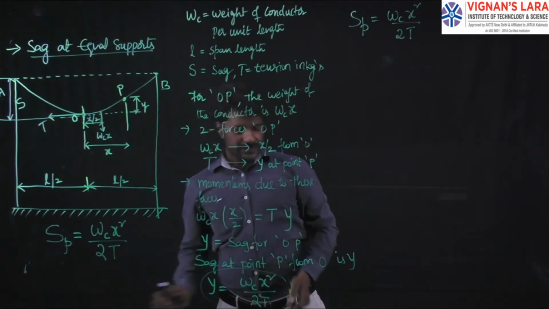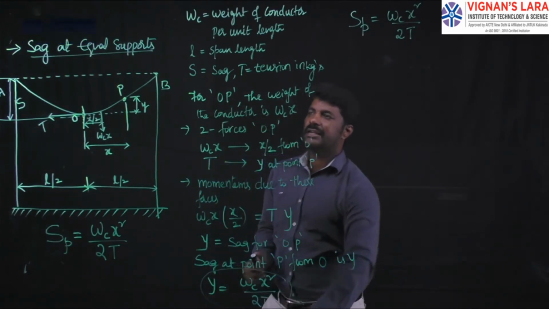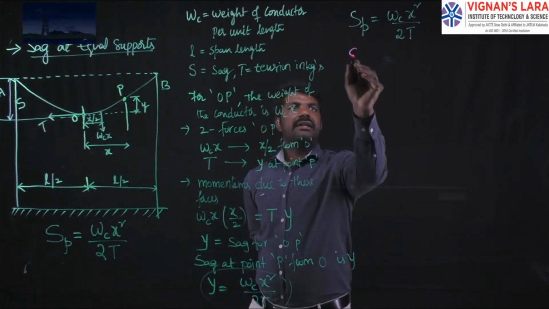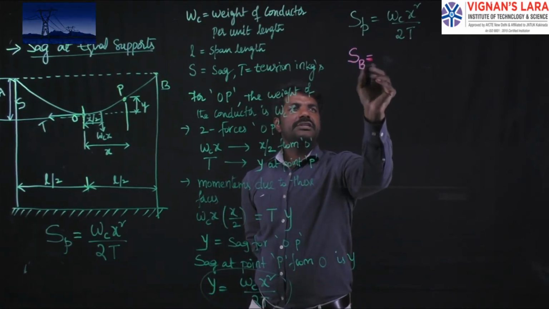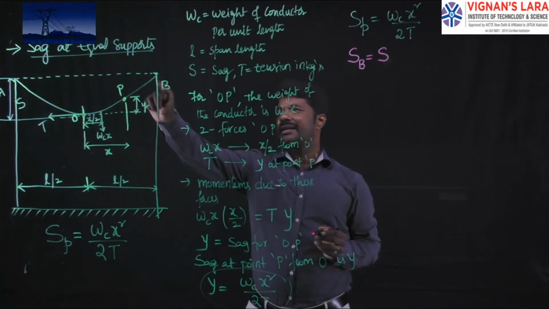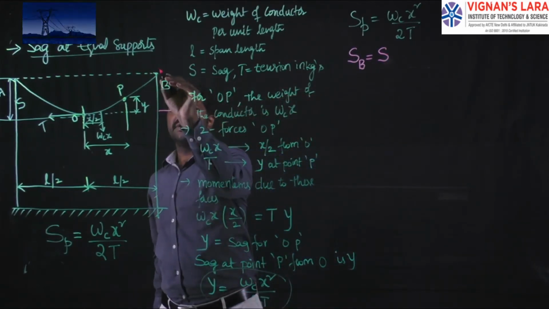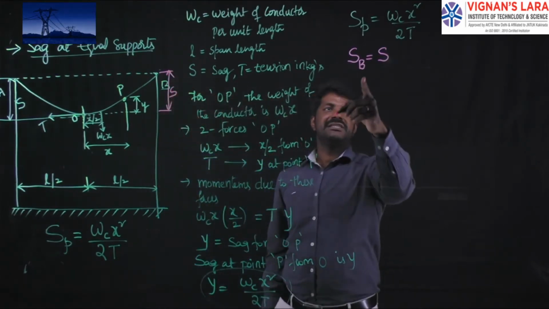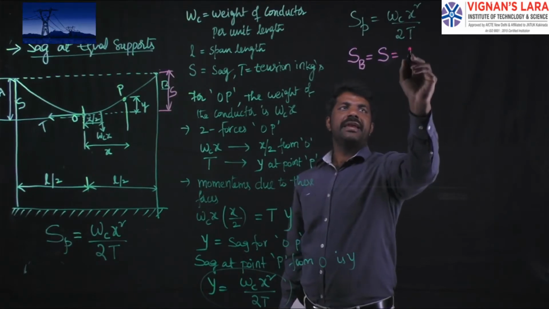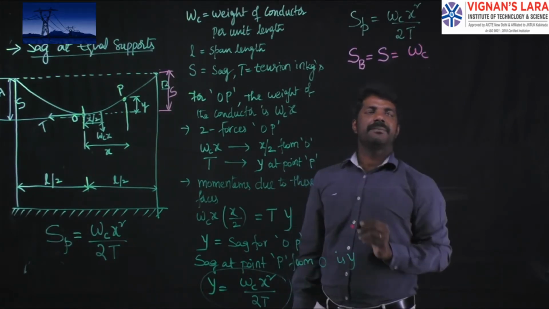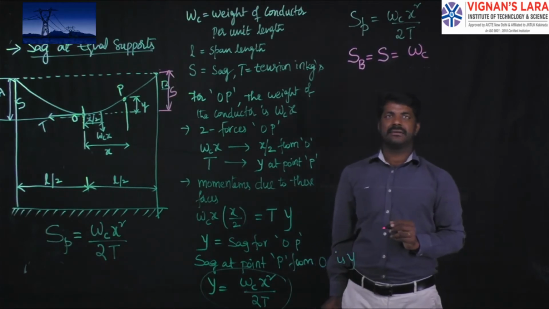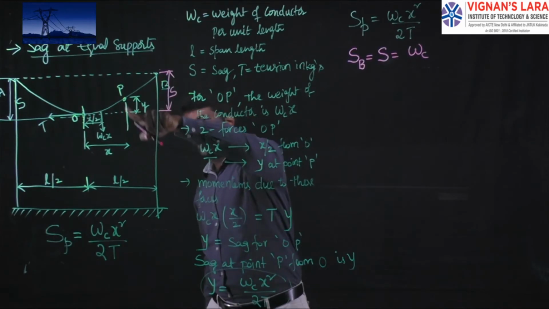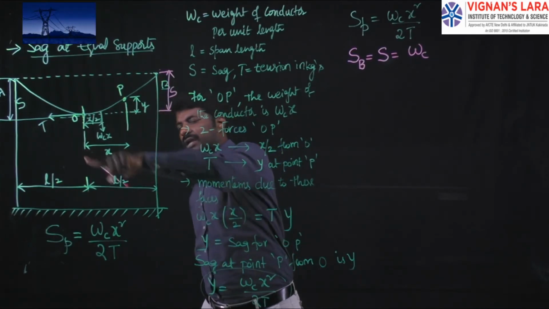If I want SB, that is sag at a point nearer to the tower B, then I have to write this as sag at a point B, which in our general notation I will represent as capital S, because this deviation as per definition we got that it is capital S. Therefore, SB is equal to S, whose value should be equal to WC, the weight per unit length of conductor. Previously I wrote x because point P is located at a distance of x meters from the origin.